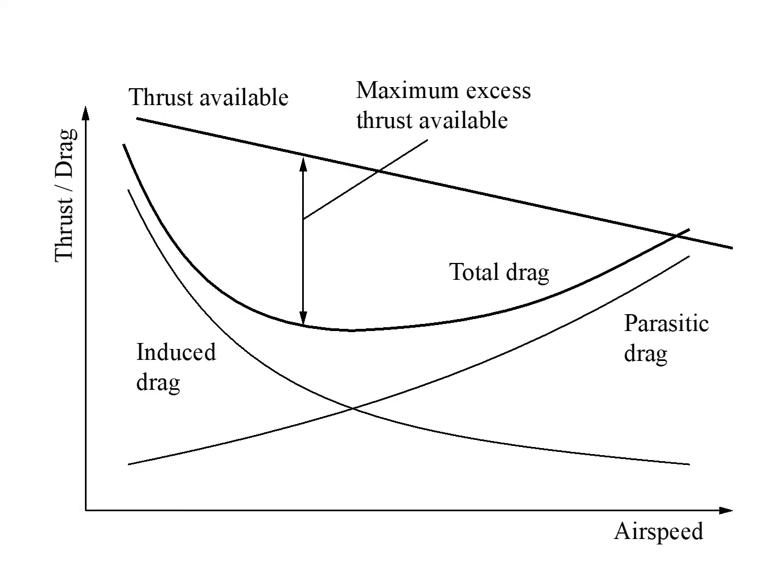This is an important graph we need to understand. The horizontal axis is airspeed, and the vertical axis is thrust or drag. We know the drag has two components. One is parasitic drag, the other is induced drag. The parasitic drag increases with airspeed, but the induced drag decreases with airspeed.